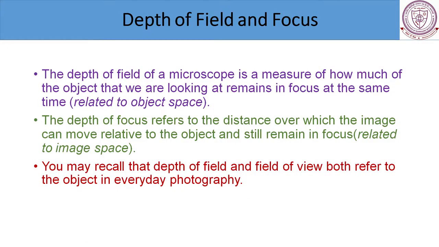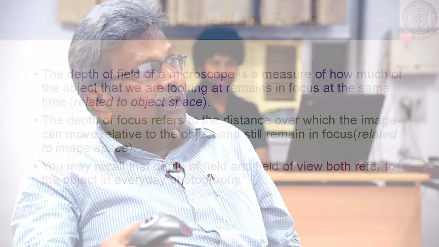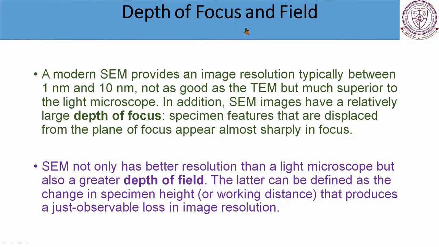For example, my friends are trying to capture me with the help of a camera. They would like me to remain in focus along with the other object of interest together. If so, then that relates to depth of field. They also imply something like field of view, close-up, not close-up shot, and everything. All these concepts of everyday photography have to be understood by all of us who are trying to use an electron microscope.